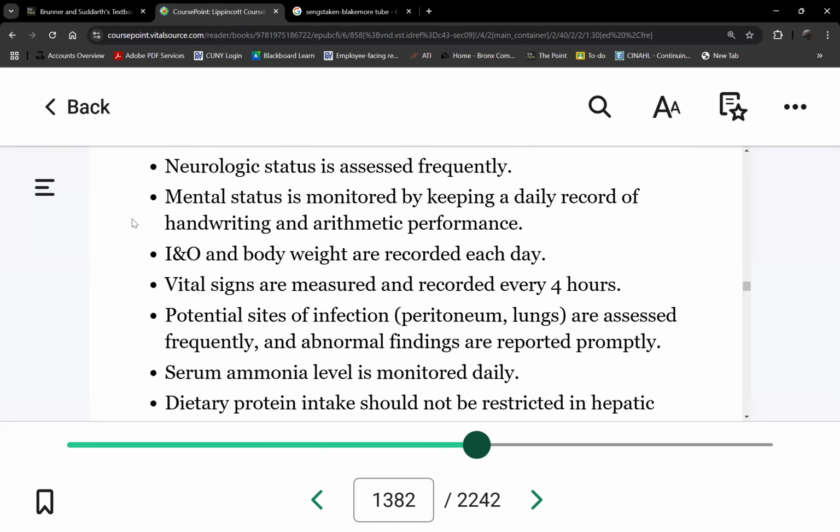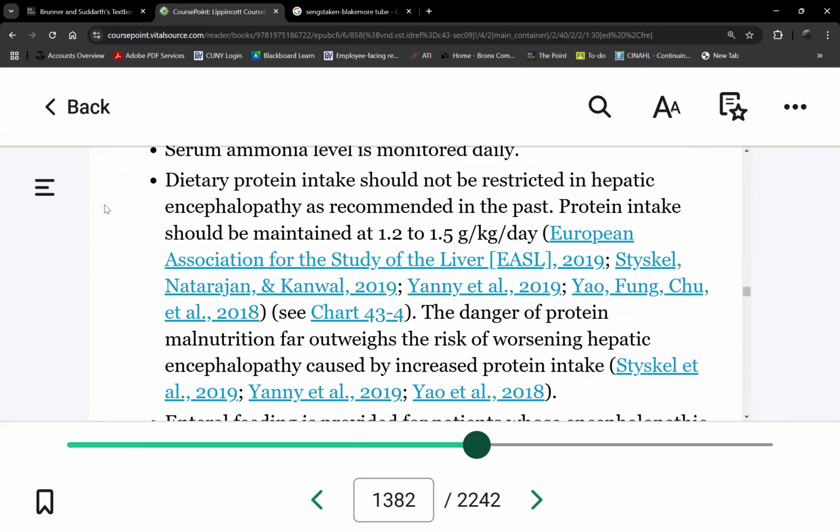And these are your routine assessments and interventions whenever the patient has encephalopathy. Safety is number one. They don't know what they're doing, so they'll climb out of bed, crawl on the floor, and injure themselves. All right, let's talk about protein. Read this bullet. Thank you, Ms. Sophia. Dietary protein intake should not be restricted.